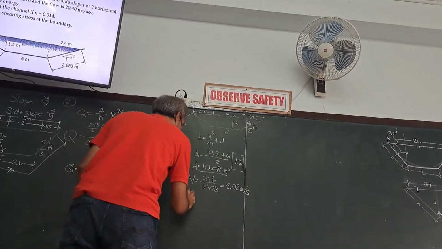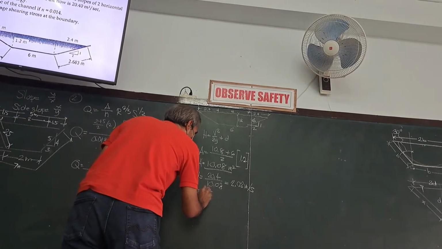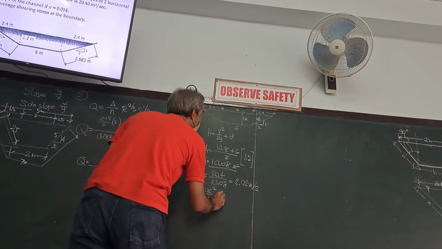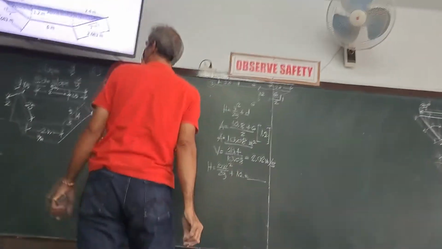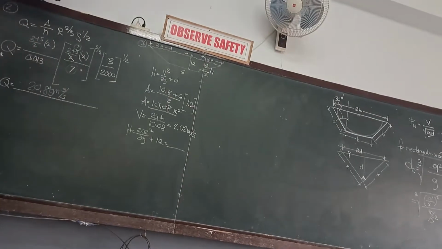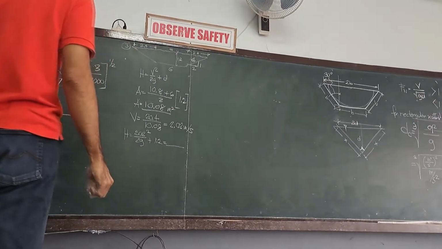H is equal to 2.02 squared over 2g plus 1.2. Next, the slope of the channel.